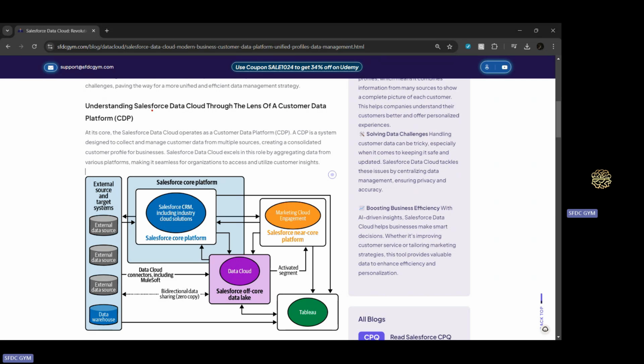Now that you have a high-level idea of what Salesforce Data Cloud is, let's understand the same definition through a different mechanism, which is called a customer data platform. CDPs are systems generally used to collect and merge multiple sources of data into one platform, which provides a holistic view of the customers so that the business can derive some attributes from that platform. If you look at this architecture diagram, this is our CDP, which is our Data Cloud.